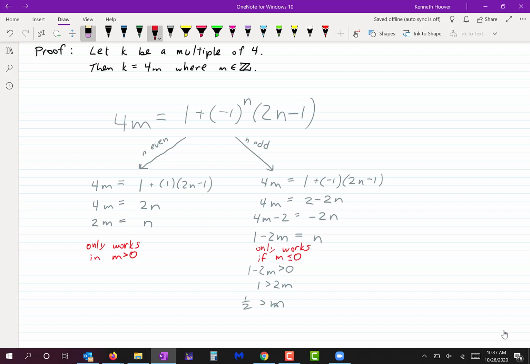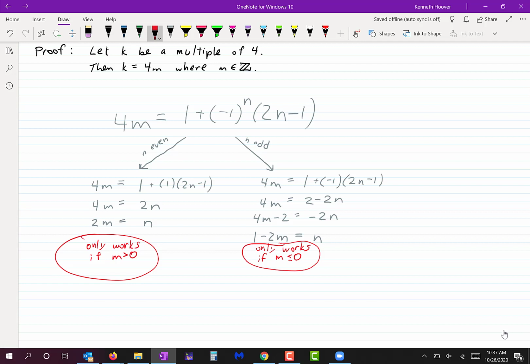I see over on the left I wrote the word and instead of if. Let me fix that. Okay. So what we have here is we have two cases. We are going to end up separating into two cases. One is m is positive, and the other case will be m is non-positive. That's going to be our two cases.